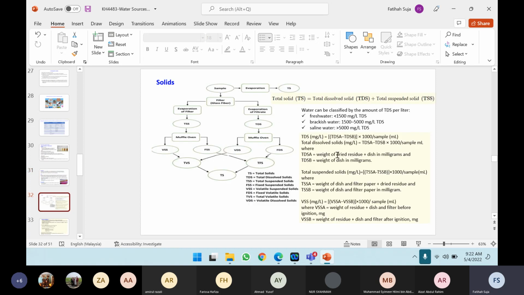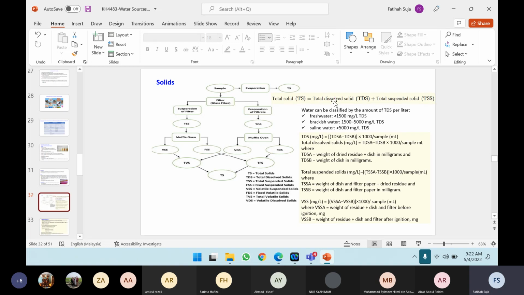Okay, solids. This is very important for you to understand this chart, because sometimes it is reported in the characteristics of a source of water. Sometimes they give the total solids, sometimes they give the TDS, total dissolved solids, sometimes you get the SS. So you need to understand what this means.